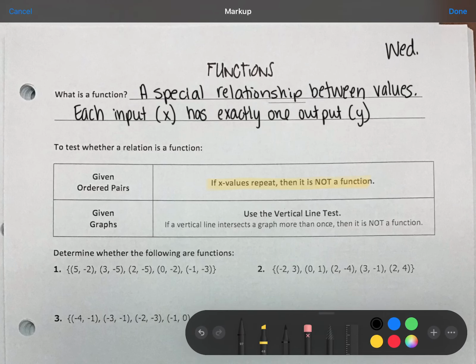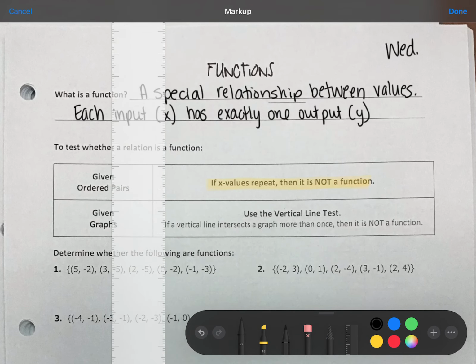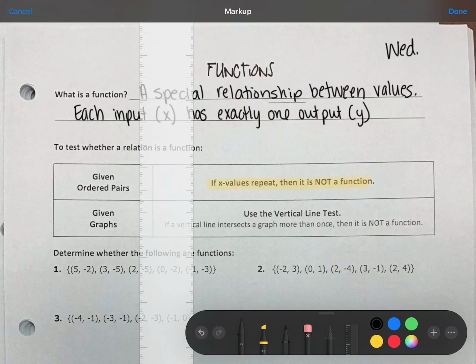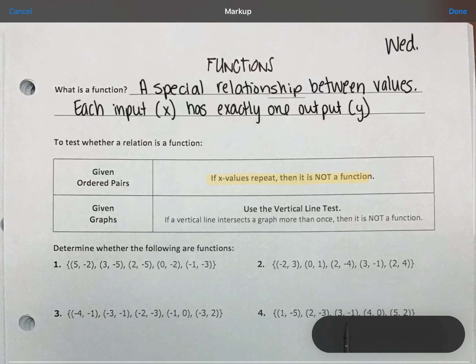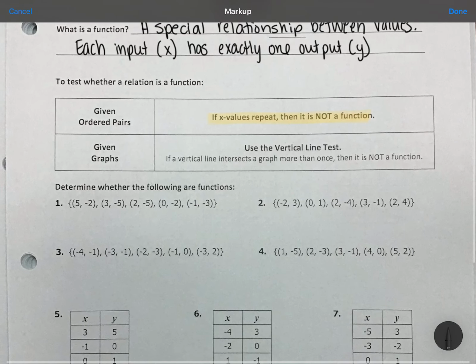If you have a graph, we use the vertical line test. If a vertical line intersects a graph more than once, then it is not a function. And I'll show you that. I can actually use my ruler as my vertical line, and I can move it across the graph, and then we can see if we hit more than one point or not. So we'll get there.